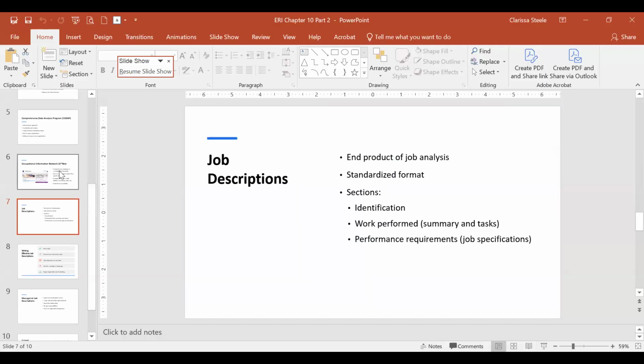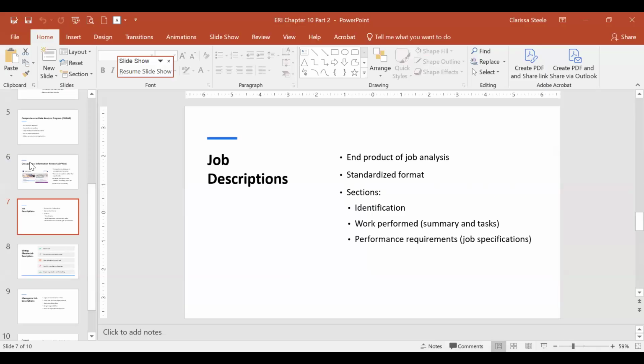All right, so using O*NET, we're going to write job descriptions, and your job description would include all the information you've collected in your job analysis. There's a standardized format, and I'm going to show you a standardized format and examples. Our book gives one example, but I want to see visually what a real job description looks like when I'm writing them. So your sections generally are going to be identification of that job, so the specific information about that specific position.